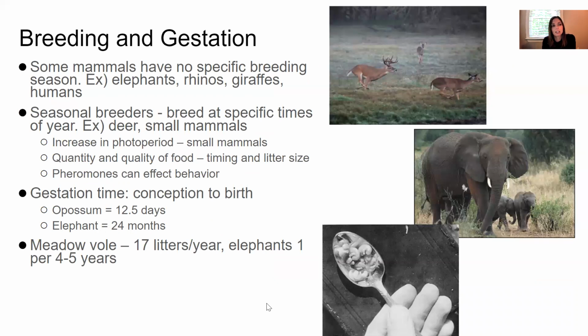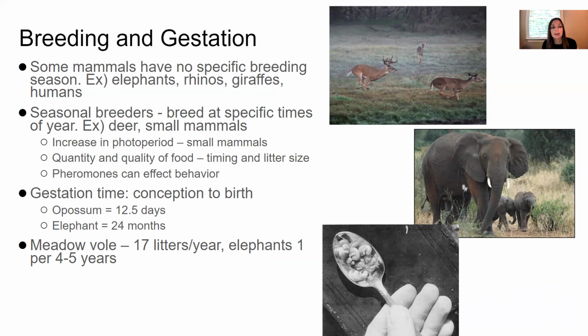Breeding and gestation. Some mammals don't have a specific breeding season. Examples, elephants, rhinos, giraffes, and humans. But many mammals are seasonal breeders. So there's a specific time of the year when it is their breeding season. Deer and small mammals fall into this category. And typically it's an increase in photoperiod for small mammals that triggers their breeding season.